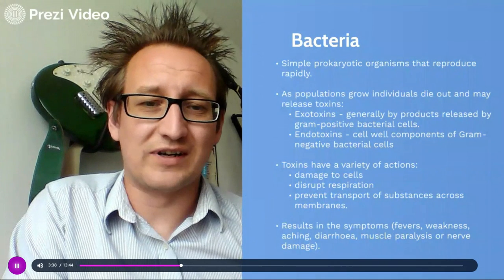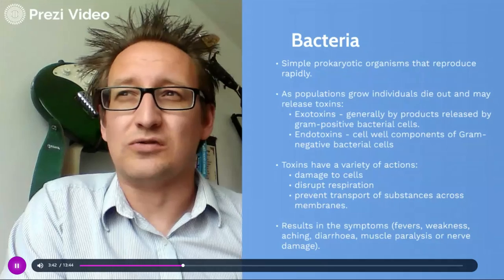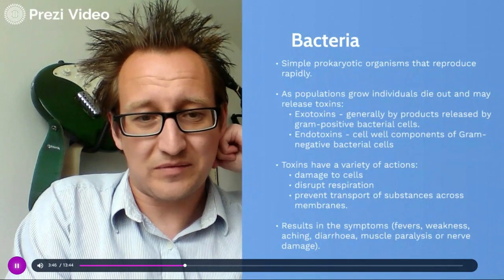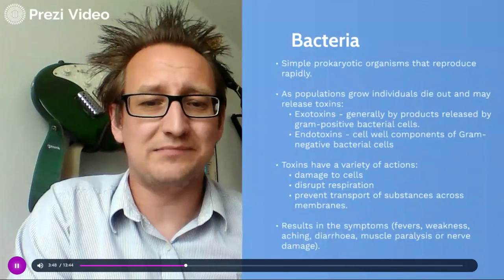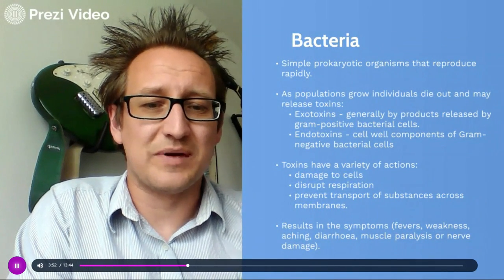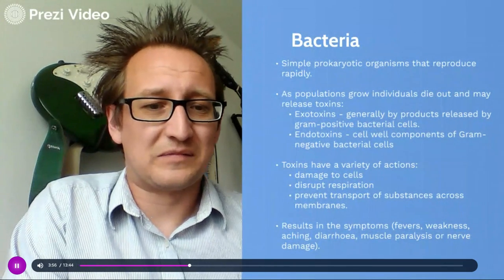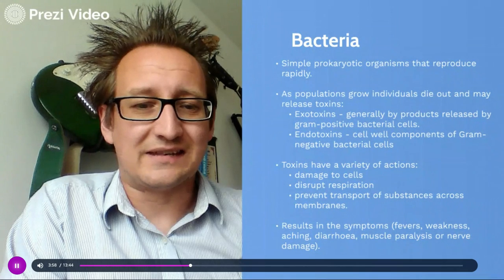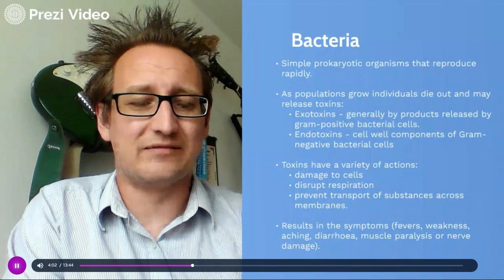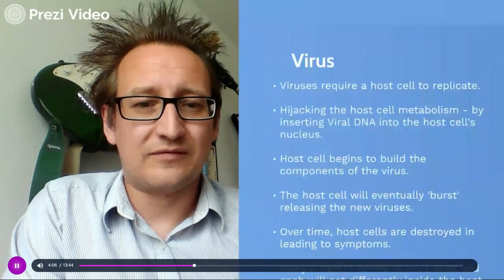Now, toxins can have a variety of actions. Some damage cells, so they can cause cell lysis to happen in the host cells. They can disrupt things like respiration or metabolism, or they can prevent transport of substances across membranes. This leads to symptoms such as fevers, weaknesses, aching, diarrhea, muscle paralysis, and nerve damage. And again, that depends on the individual pathogen that you choose to look at.